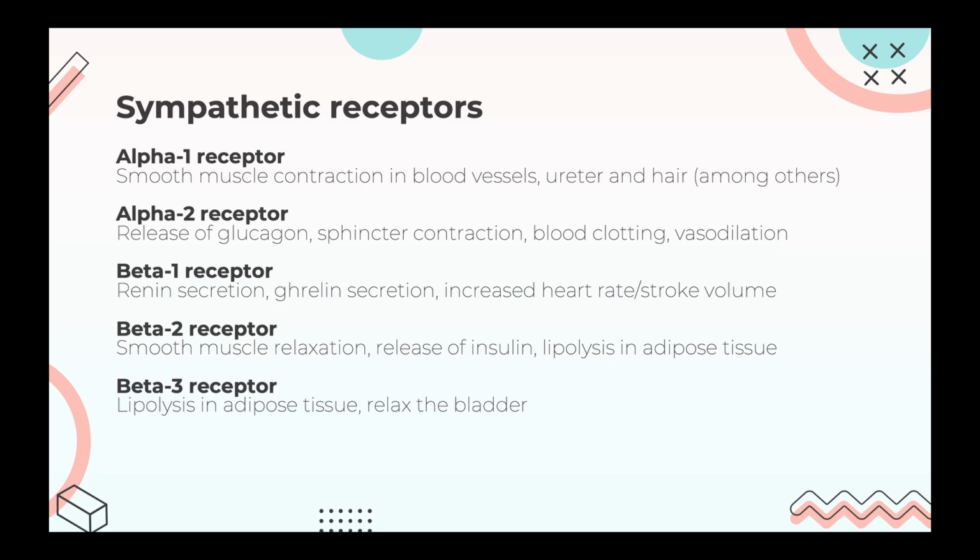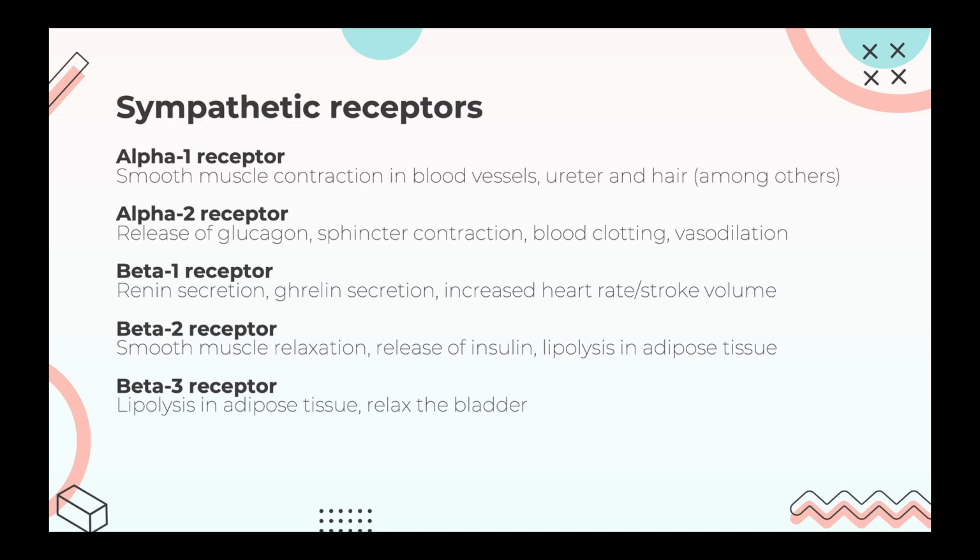So here we have a couple of sympathetic receptors. These are receptors found in the sympathetic nervous system, which are the alpha-1, alpha-2, beta-1, beta-2, and beta-3 receptors. And stimulation of these receptors by the sympathetic nervous system causes the different functions. So you can imagine, of course, how the sympathetic system actually causes this change in heart rate, this change in metabolism, or in motility of the intestines, in other words, movement of the intestines, and it's by means of these receptors. So the alpha-1 receptors are mainly responsible for contraction of the muscles in the blood vessels, ureter, and hair, among other locations, but these three, I think, are important to know.